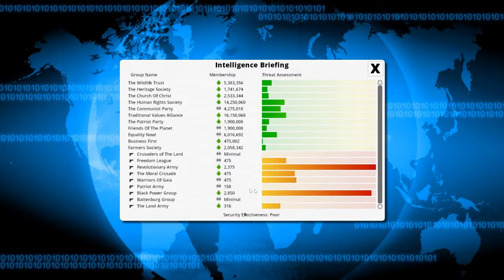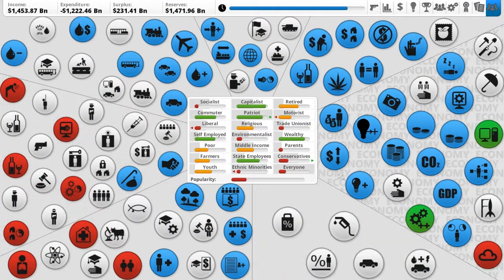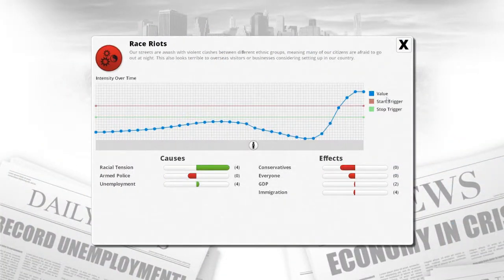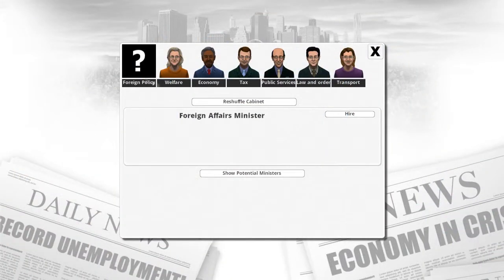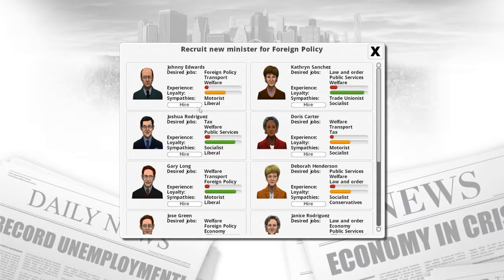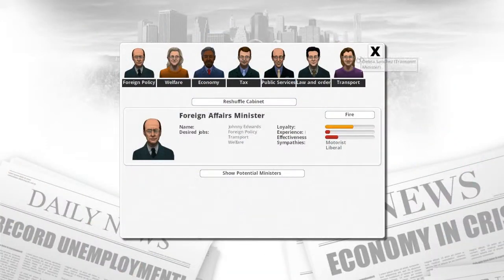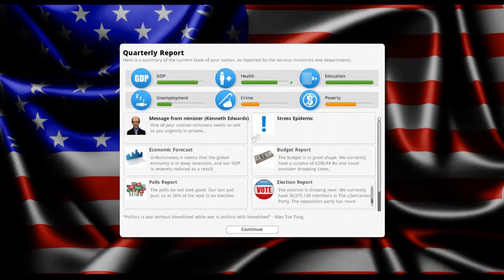Revolutionary Army, yeah. Black Power Group. See? I would have been assassinated. Crusaders of the Lord. That's if you make the religious people mad. Seriously, I don't know what's wrong here. I seriously do not know what's wrong here. Oh, and I need a new foreign affairs minister. Motorist and liberal, let's do it. I'm not gonna make it, though. I bet the election's right now. No? Next time.